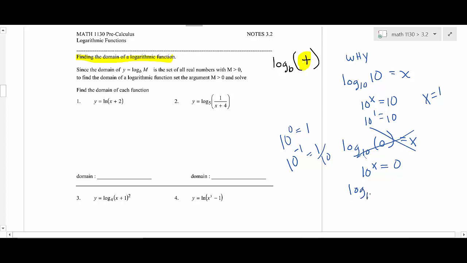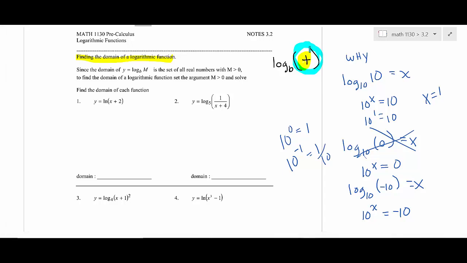What if you had log base 10 of negative 10? What you would have is 10 to the x equals negative 10. Can you think of any number that you would raise 10 to get a negative number? No, so that's what you've got to understand. You've got to understand how exponents work to understand logarithms. So the key thing is to make a loud note to yourself that you can only take logs of positive numbers. Zero is unacceptable, negatives are unacceptable.